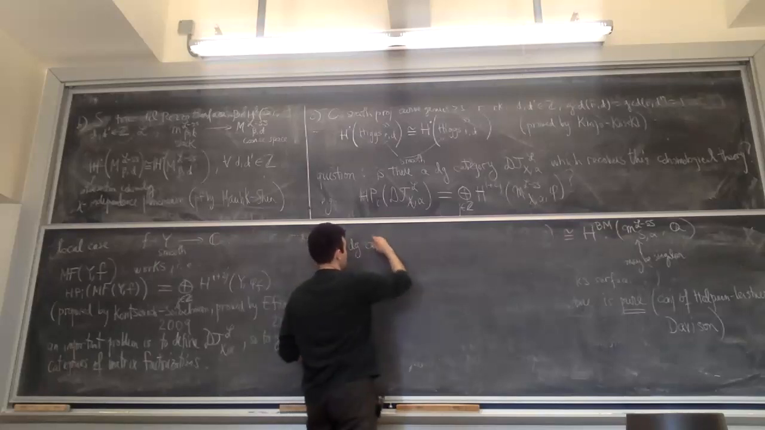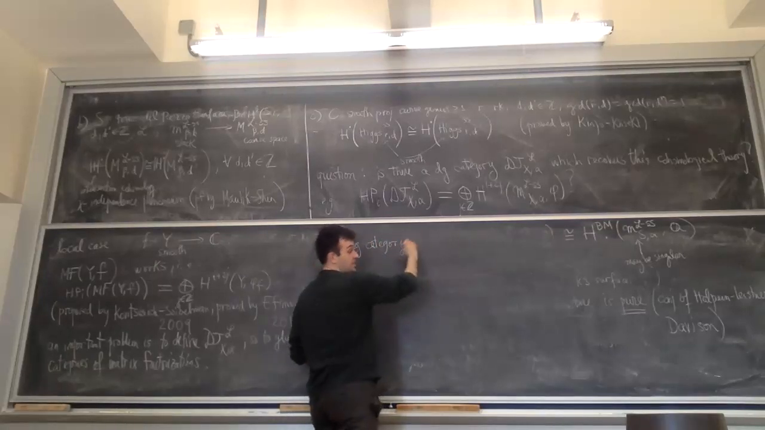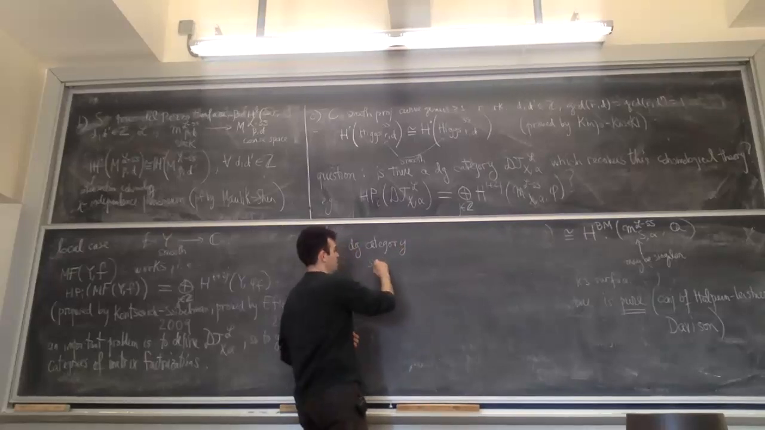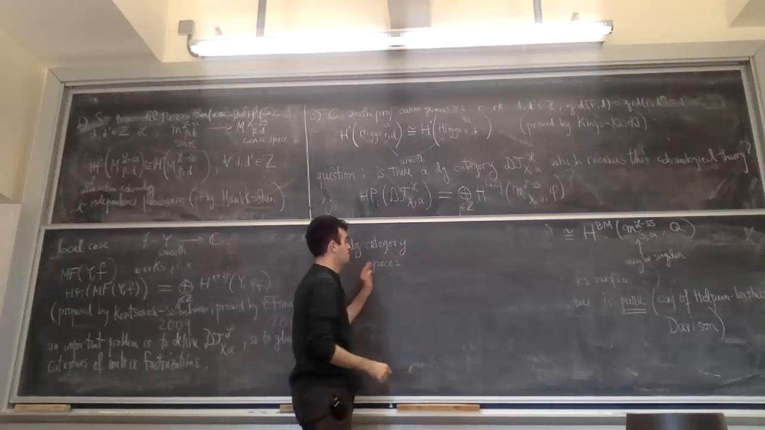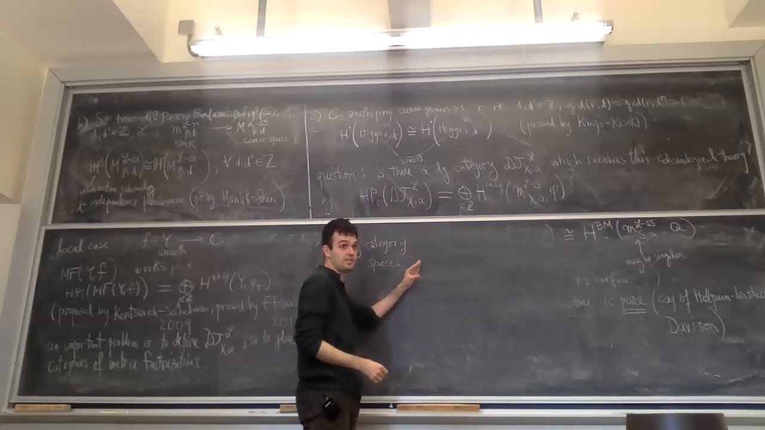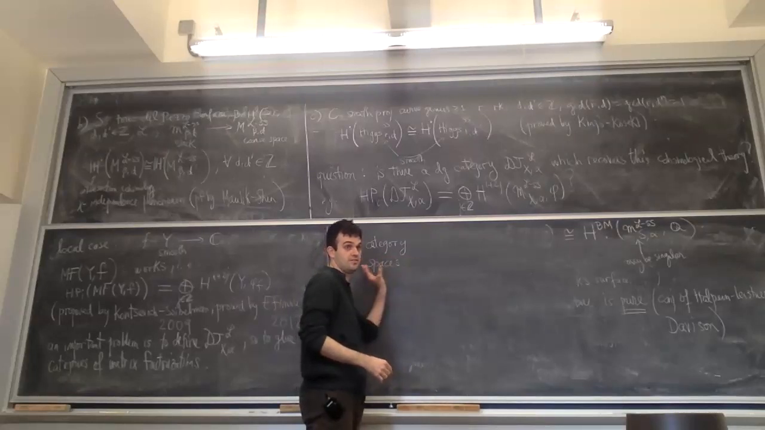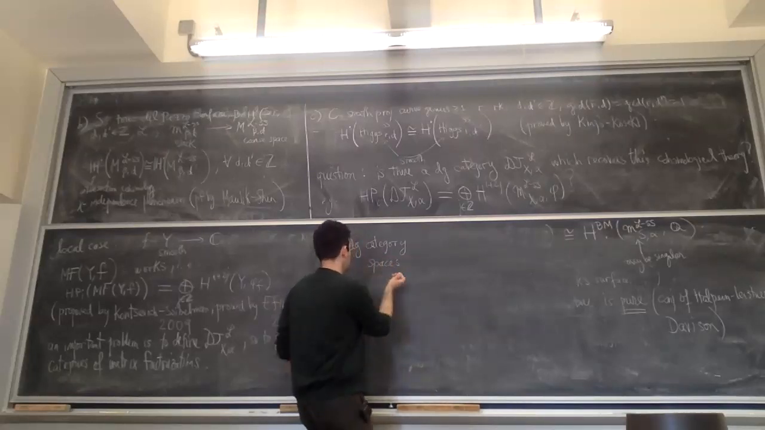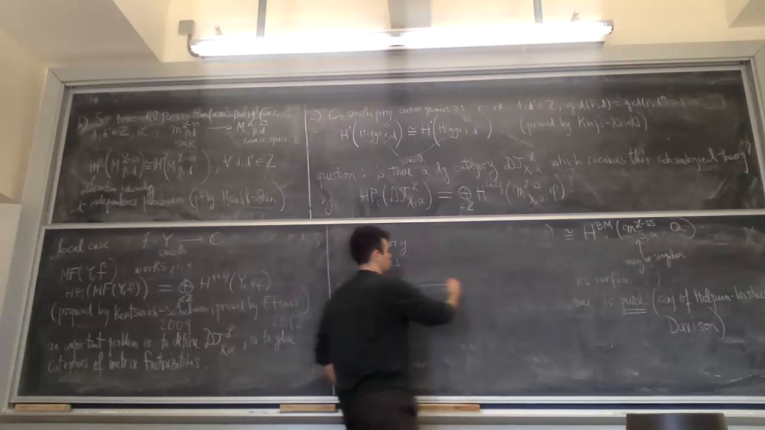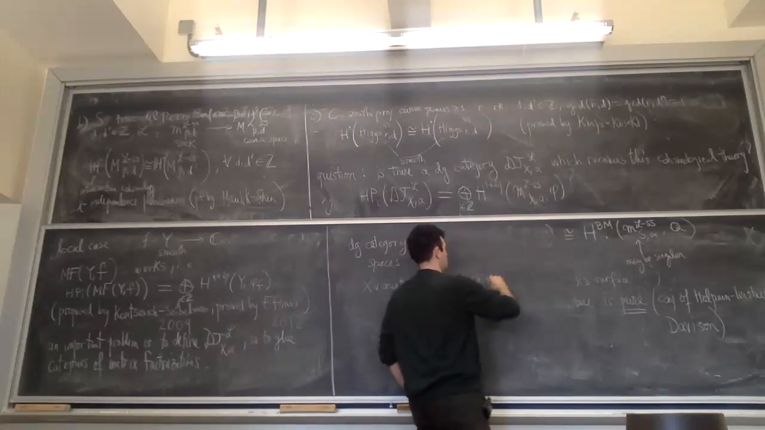So we think of DG categories as being some geometric spaces, and then we would like to have some version of singular cohomology for these spaces. In the same way, if you take a variety X, you want to recover the singular cohomology.